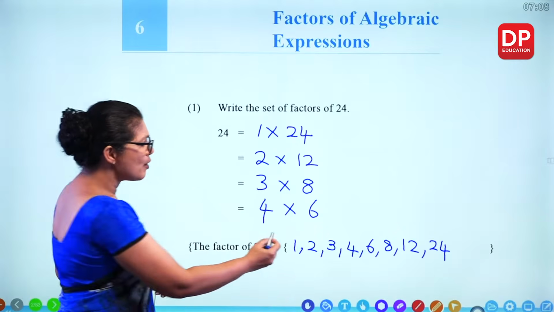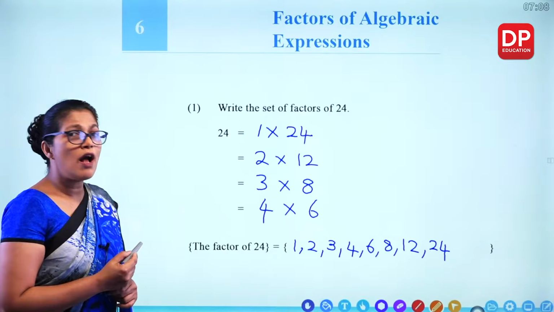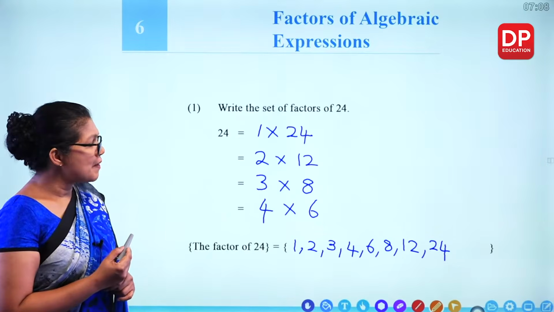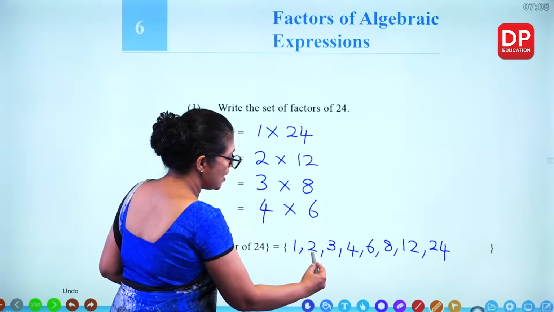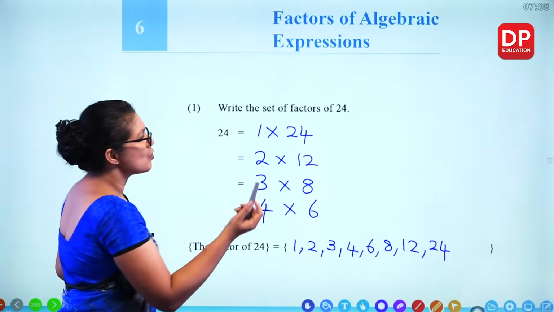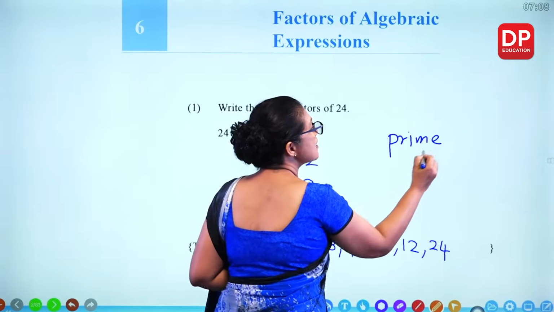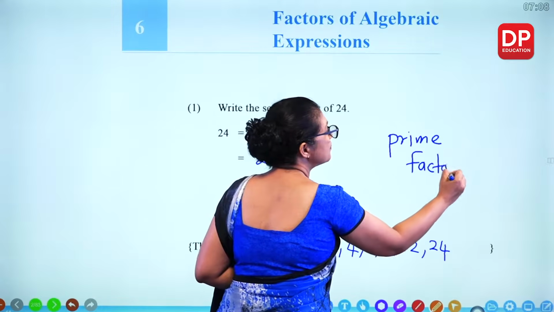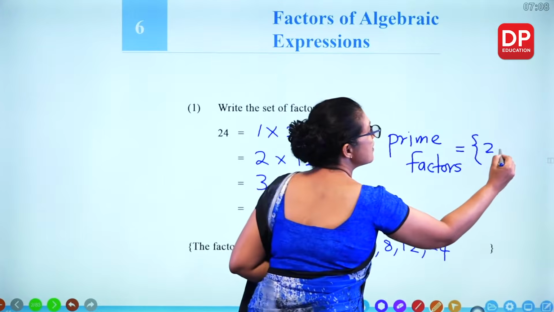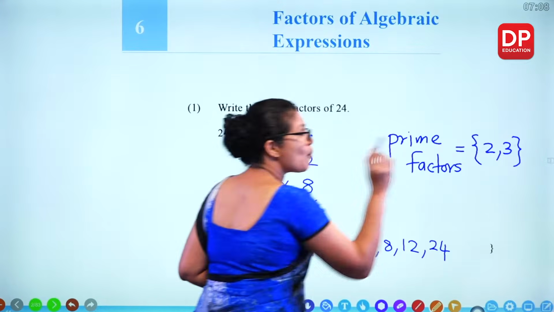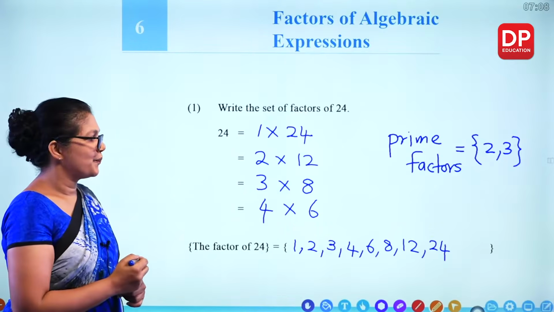And again, when you look at factors, we can form another set that's called prime factors. What are the prime factors in this set? So what are the prime numbers? 2 and 3. So if you want prime factors, I can write 2 and 3. Don't take 1 as a prime number. The lowest prime number is 2.